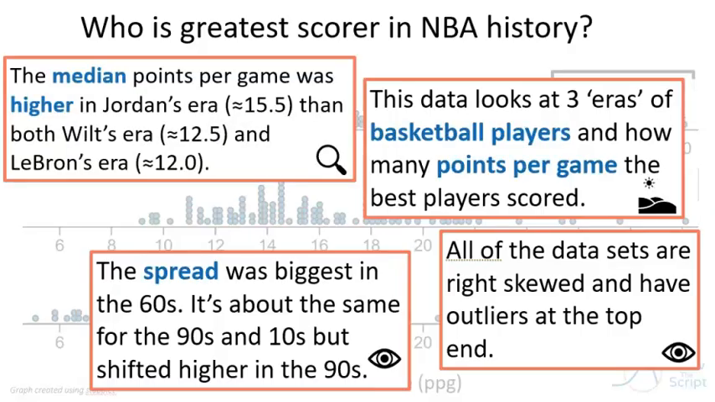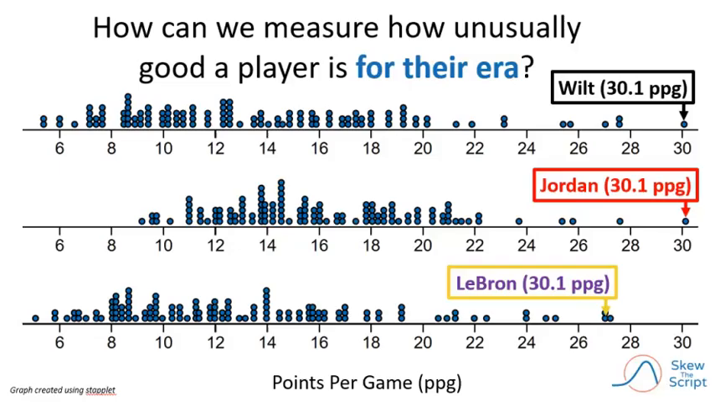And finally, the median points per game was highest in Jordan's era, about 15.5, with both Wilt's era at 12.5 and LeBron's era at only 12. Are you starting to form an opinion about who is the GOAT yet? Well, all three are clearly among the best, but how can we measure how unusually good each player was for their era?